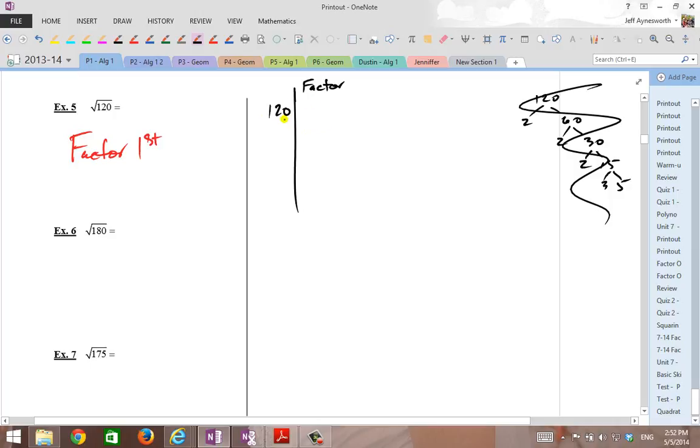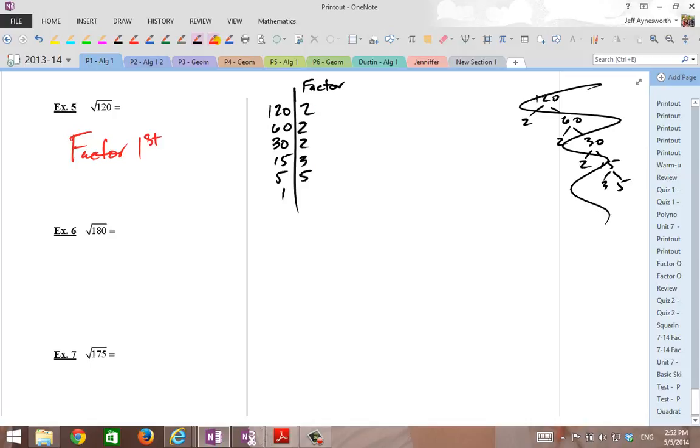So here we go. When you factor a number, always start by dividing the number, if it's even, by the smallest prime number possible, which is 2. All even numbers are divisible by 2. So 120 divided by 2 is 60, divided by 2 is 30, divided by 2 is 15, divided by 3 is 5, and 5 is prime, so just divide it by itself and you get 1. You're done when the last number is 1. All the numbers on the right multiply to 120. 2 times 2 times 2 times 3 times 5 is 120.